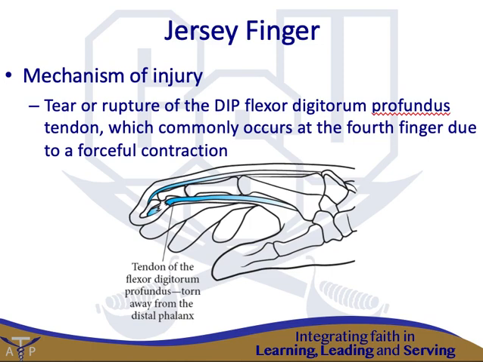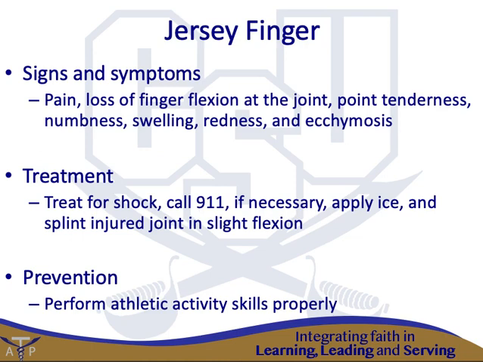The tears of this can be partial or full ruptures, and we typically see these ruptures occur when an individual grabs an opponent's jersey. And this is where it got its name, jersey finger, because it's caused by the athlete forcefully contracting the finger's flexor tendon around a jersey, and the person's jersey being forcefully pulled away, causing a rupture in that tendon.